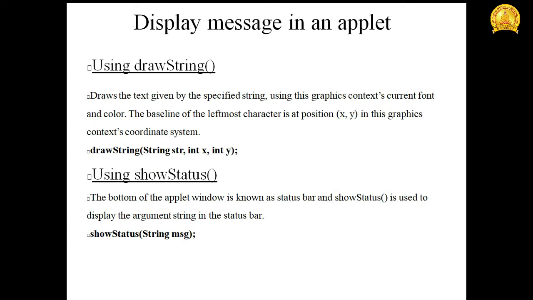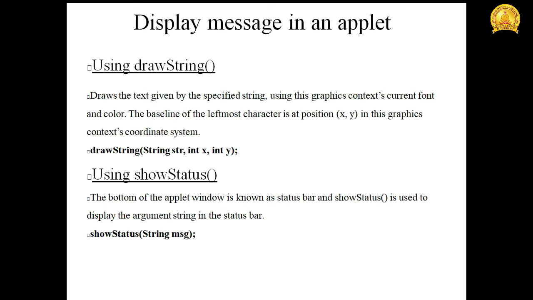Now let's see how to display a message in an applet. There are 2 ways to display a message in an applet, one using drawString and one using showStatus. drawString is a method that is used to display text in the specified format. The syntax of drawString is drawString(String str, int x, int y). That means drawString is a method present in the Graphics class, and it can be invoked using the object of the Graphics class. It has three parameters.